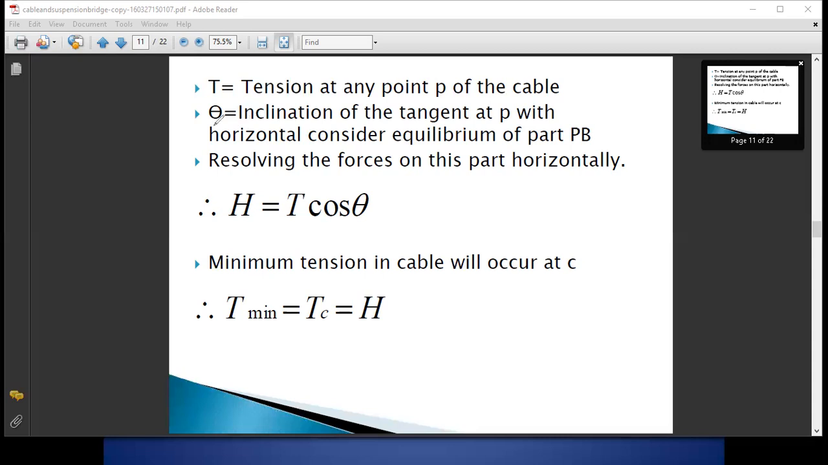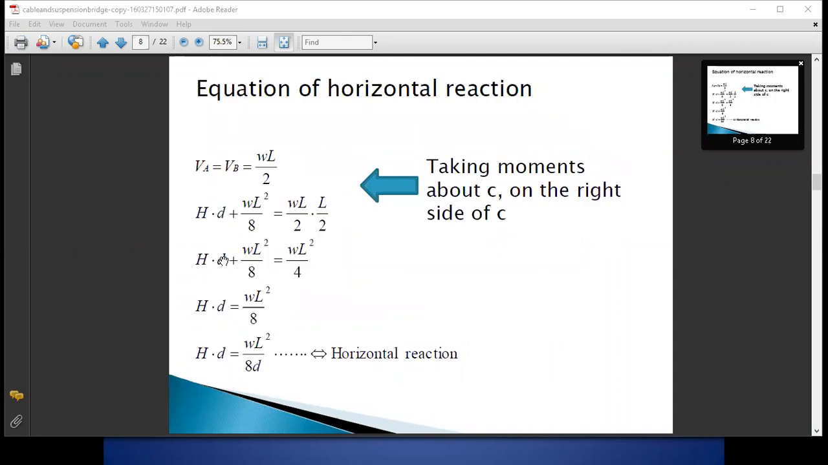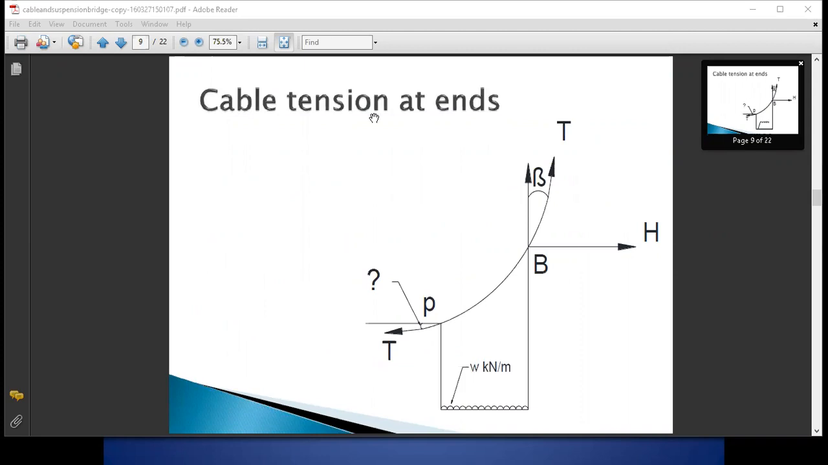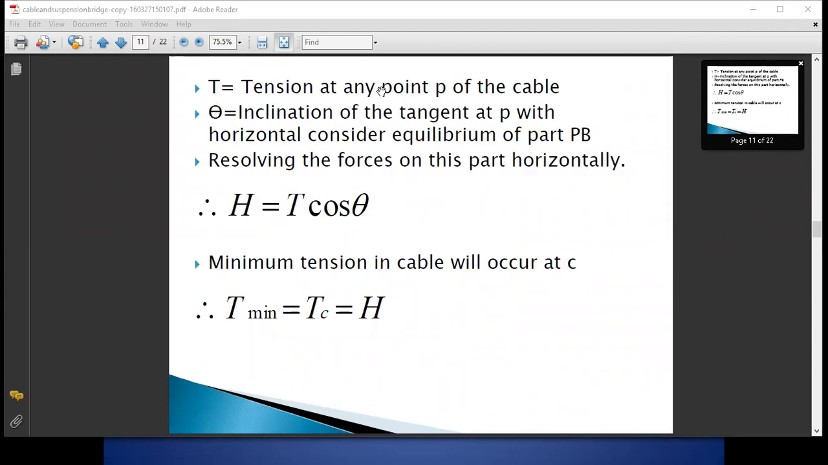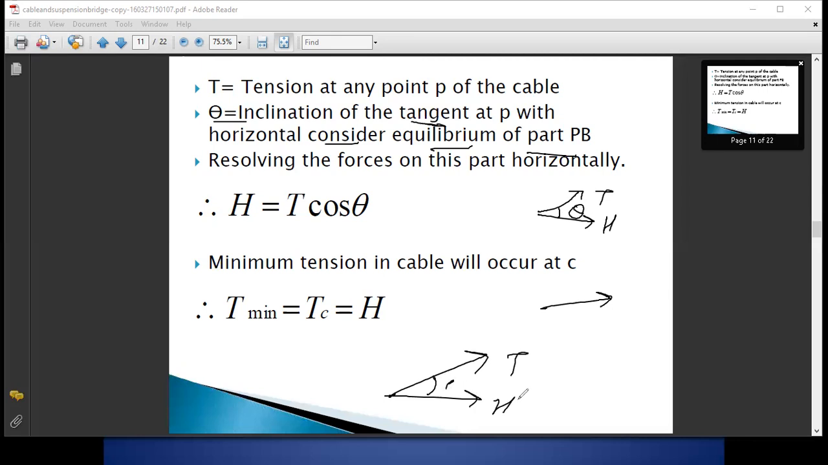And theta is the inclination of the tangent at P, if you consider this angle, this angle is your theta. So theta is the inclination of the tangent at P with the horizontal, considering the equilibrium part of PV. Resolving the forces on this part, at T the horizontal is H, theta is taken, so after resolving, H is equal to T cos theta.